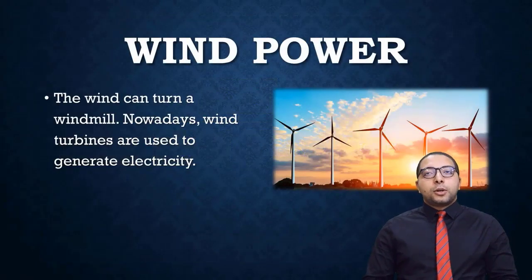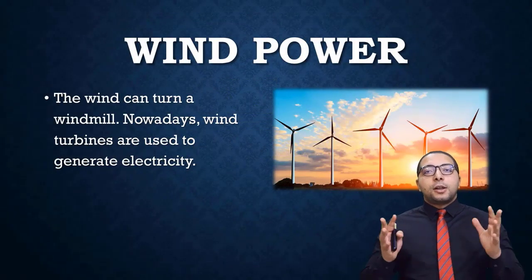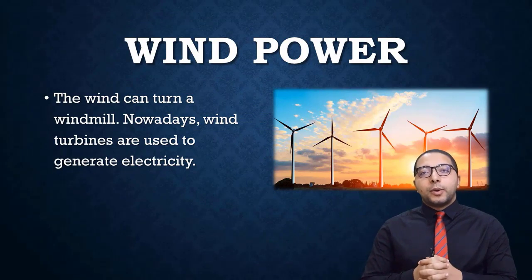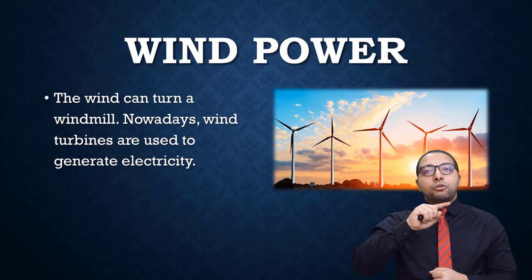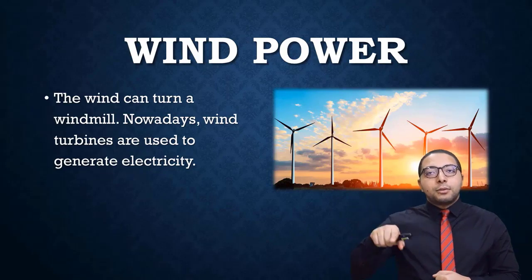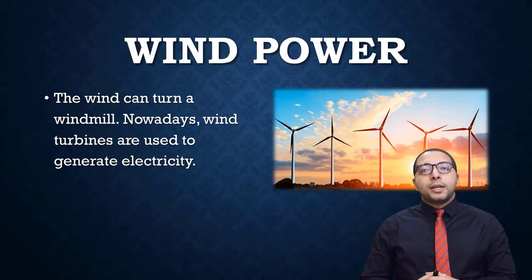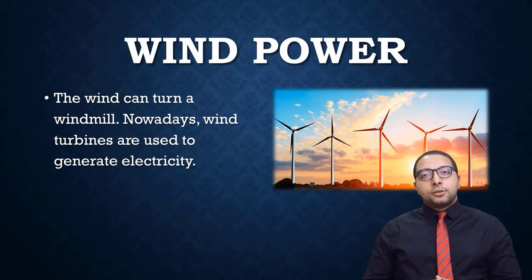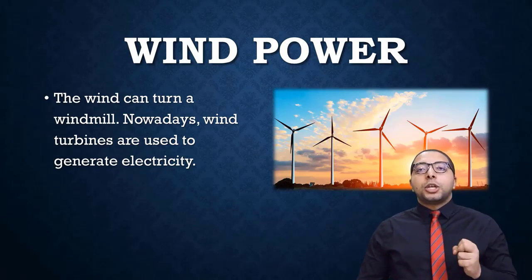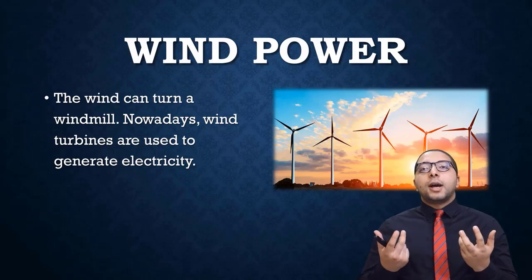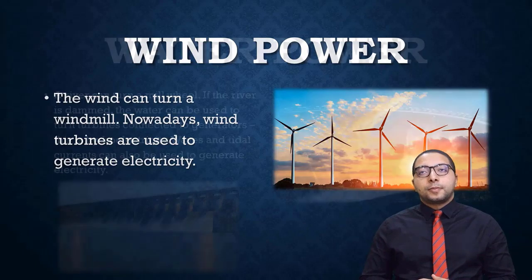First of all, the wind power. Wind power is a large plant that is generating electricity by the help of the wind. So the wind can turn the windmill. When the windmill is moving, it is going to move the wind turbine, which is going to generate the electricity. So basically we are changing kinetic energy, or movement energy, into electrical energy.